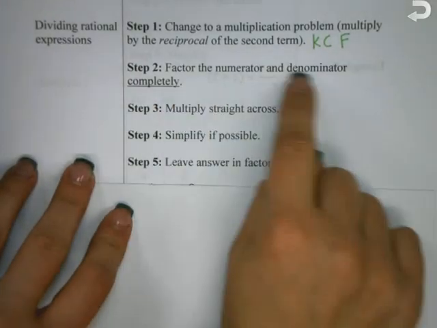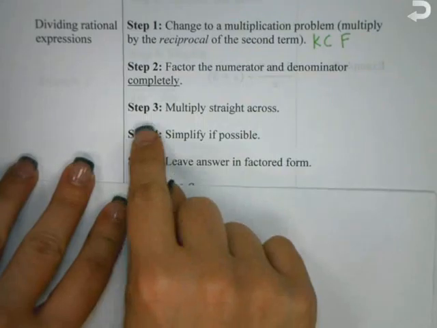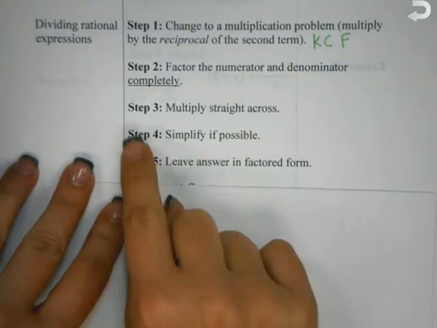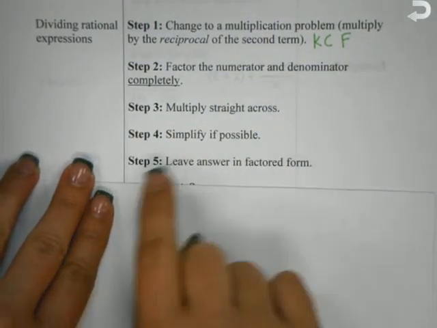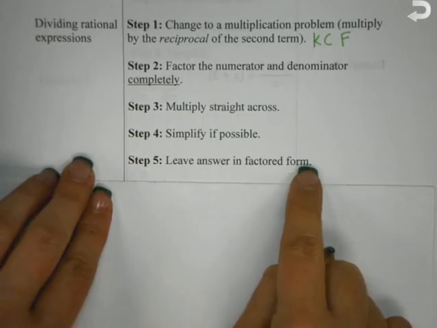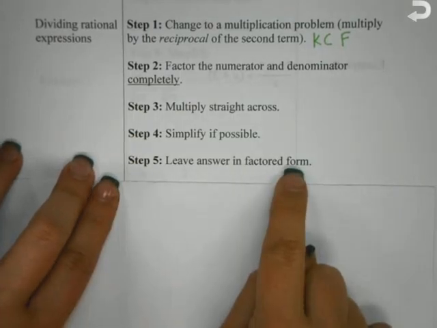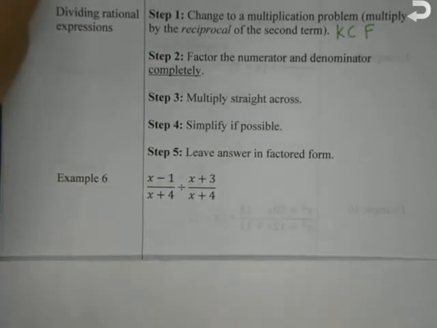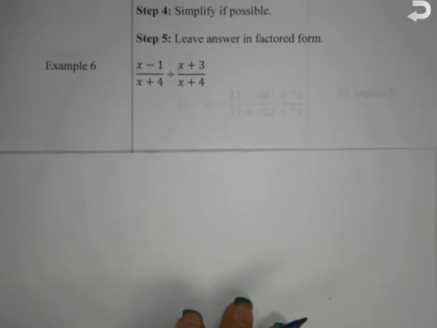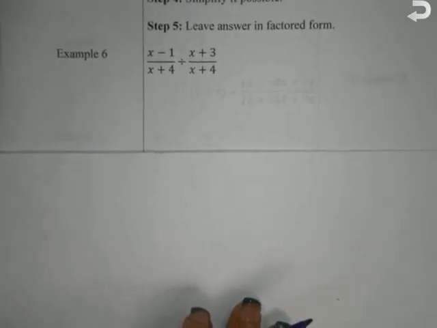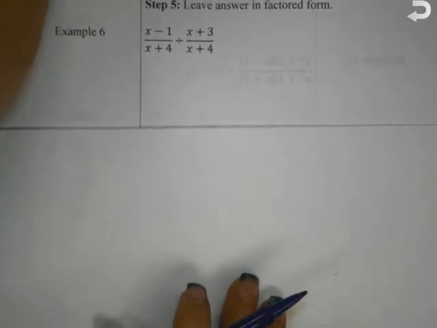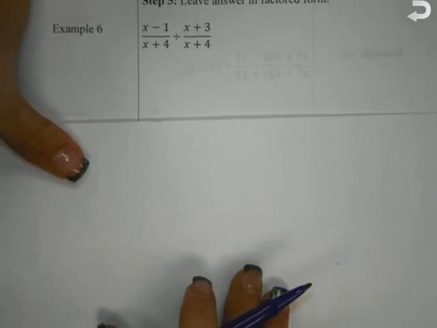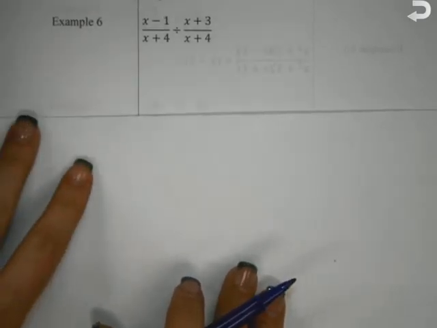We factor completely. We multiply straight across. Simplify if we can. And remember, we don't have to do FOIL or the box. We just leave it all in factored form. Okay, so for example 6, now we have a division problem. So our step 1 is to change it to multiplication, and then we're going to factor it all out.